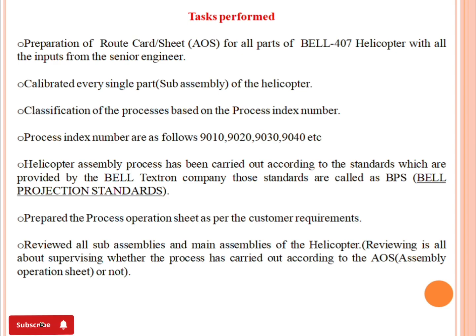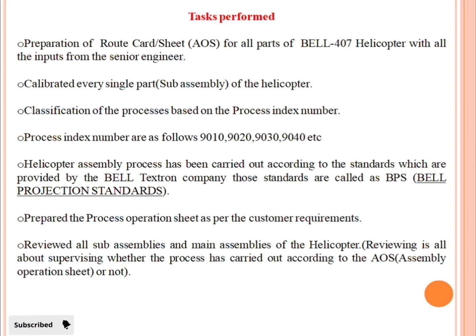Prepare the process operation sheet as per the customer requirements. Here the customer is Bell Textron company. According to their standards, their process specifications, the process operation sheet must be prepared and accordingly the process should be carried out. Reviewed all sub-assemblies and main assemblies of the helicopter. Reviewing is all about supervising whether the process has been carried out according to the AOS or not.